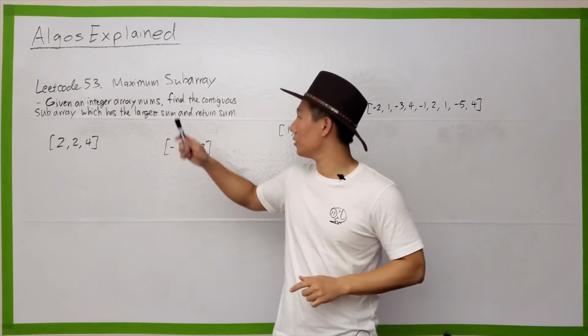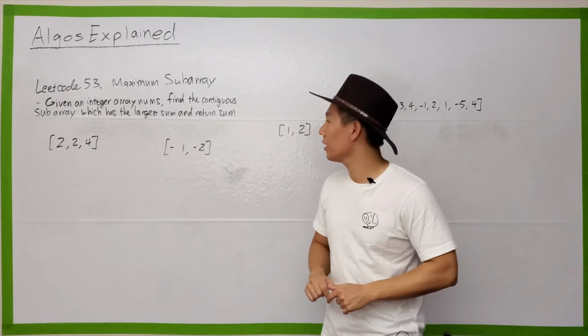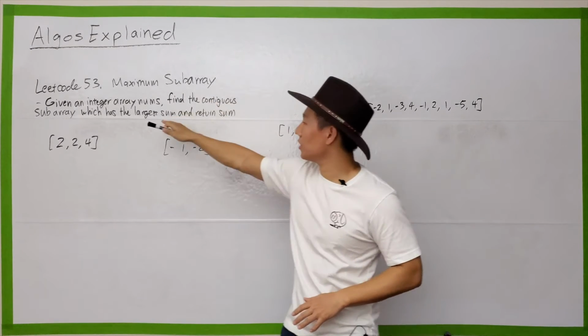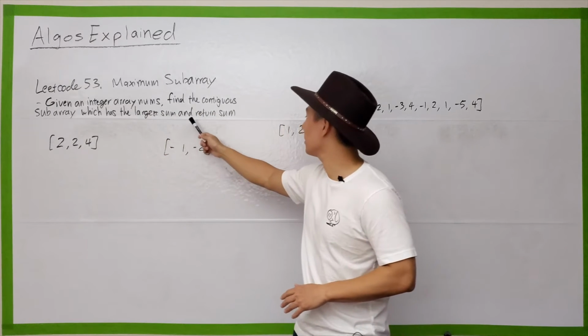This is a LeetCode question. This is a LeetCode easy, so it's not going to be too difficult for today. Maximum subarray. Given an integer array nums, find the contiguous subarray which has the largest sum and return the sum.